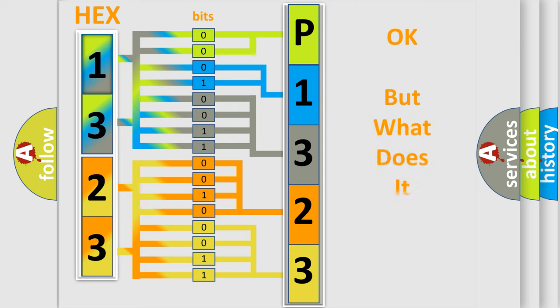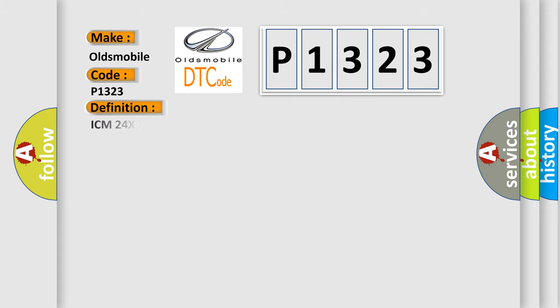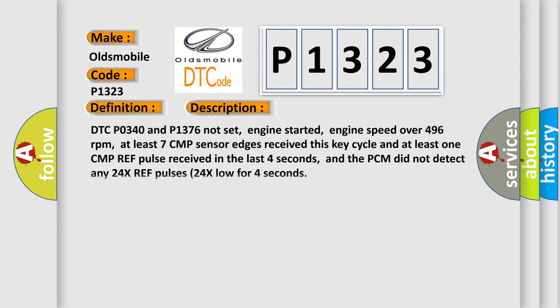The number itself does not make sense to us if we cannot assign information to what it actually expresses. So, what does the diagnostic trouble code P1323 specifically interpret for Oldsmobile vehicles? The basic definition is ICM 24X reference circuit low frequency. And now this is a short description of this DTC code.